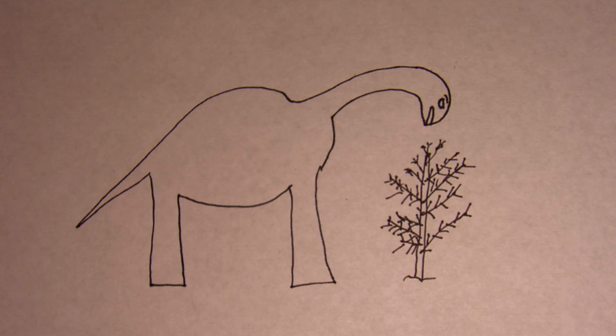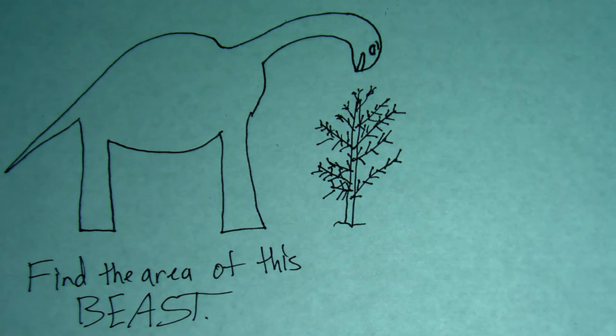Suppose you need to find the area of a shape for whatever reason, and it's not a triangle or a rectangle or a circle or a parallelogram or anything else you can find the formula for online. Maybe you need to find the area of a beast that has kind of a snarky expression because it just ate all the leaves off of a tree.